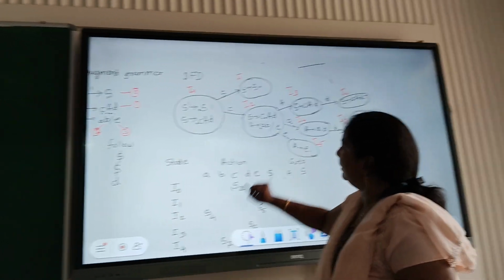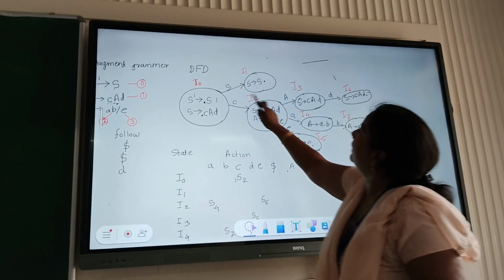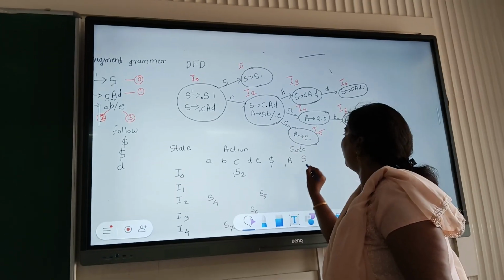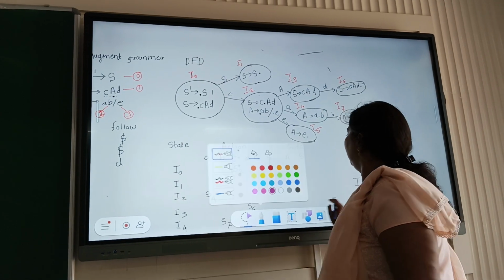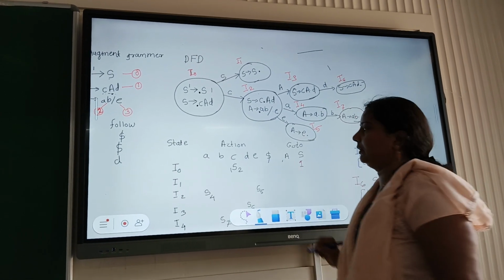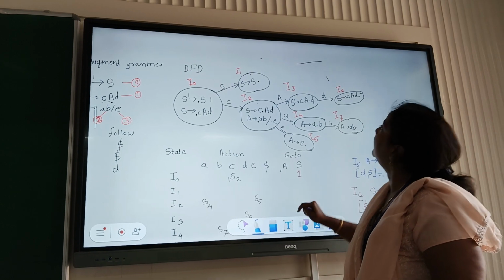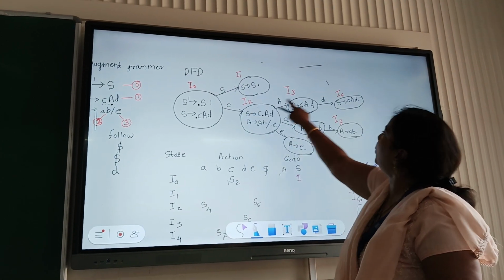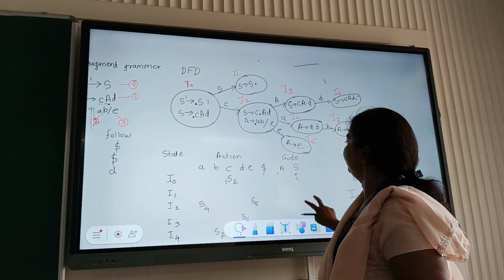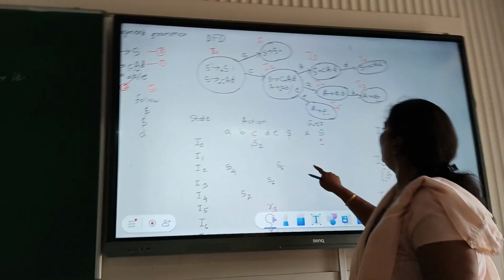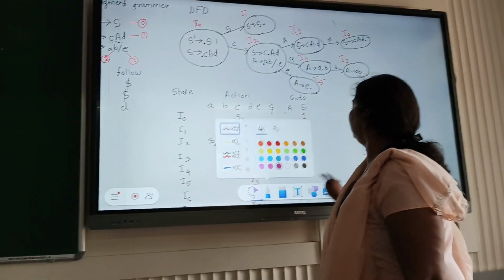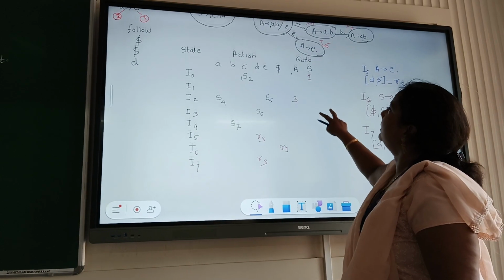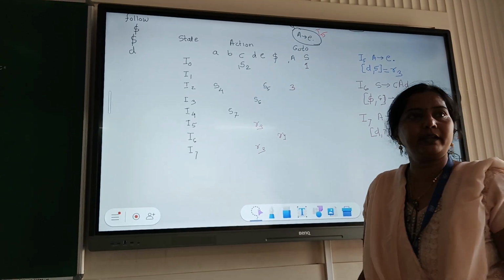Now last, capital S. I0 to S means I1. Then you require to write here B. And next one, capital A is here. I2 to 3. I2 to third combination. Okay, this is our table completed.